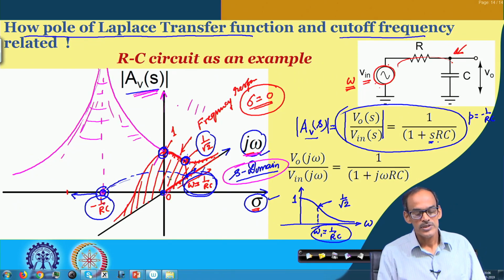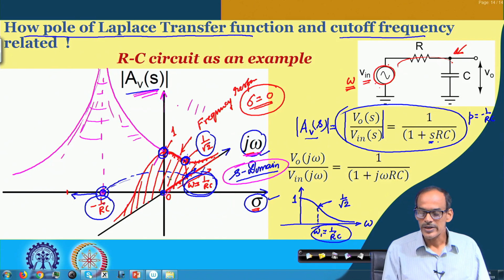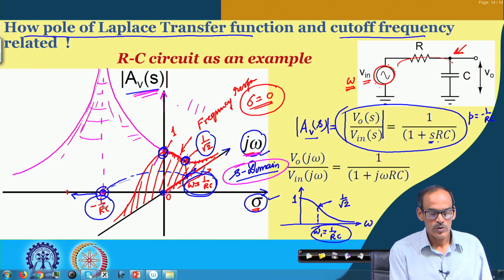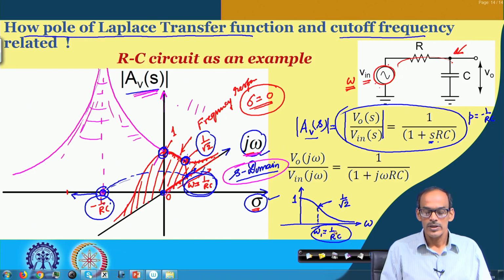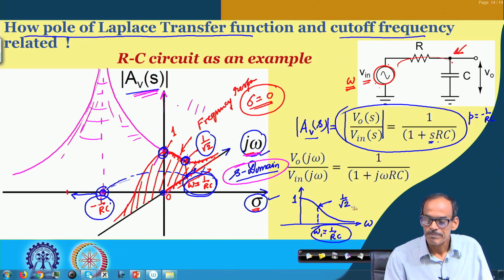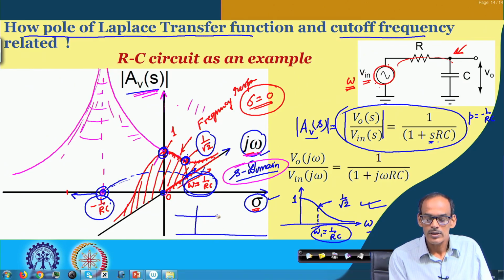So, in fact, if you see this circuit, this is of course an RC circuit. So, based on the location of the pole, we can directly, as I said, find the cutoff frequency, whether it is the frequency response in linear scale or in Bode plot, the cutoff frequency. In fact, this is also 1 by RC.